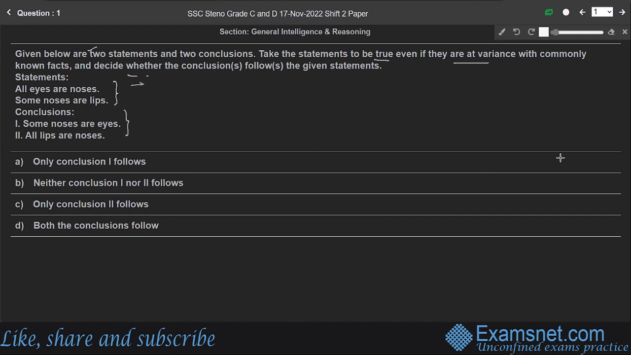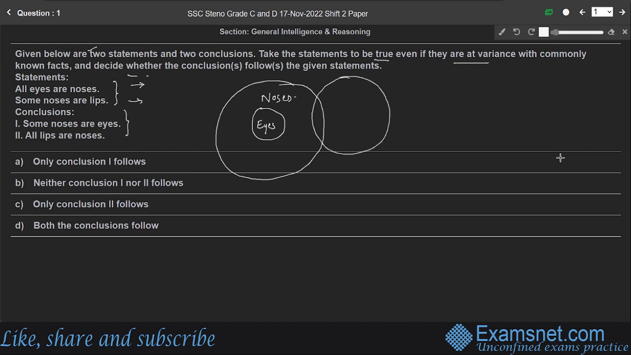So here the first statement says all eyes are noses. So we'll consider two sets, a set of eyes and a set of noses. All eyes are noses means the set of eyes is completely included in the set of noses. And the second statement is some noses are lips. So some portion of the set of noses, this shaded portion, represents the second statement. This set is the set of lips, so that some noses are lips.